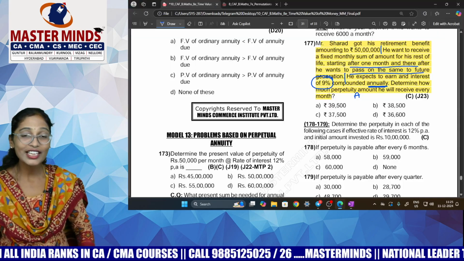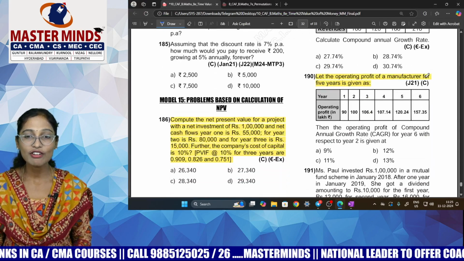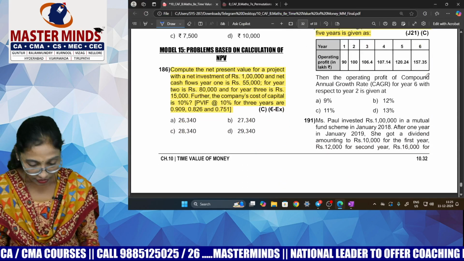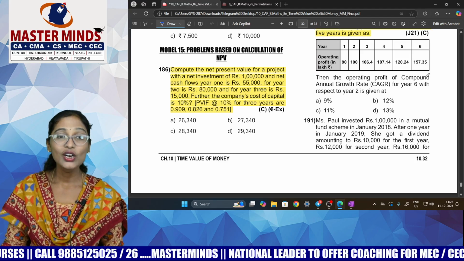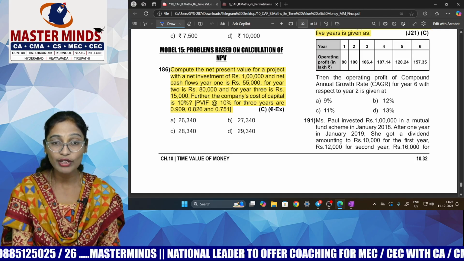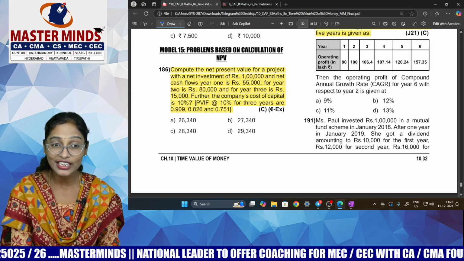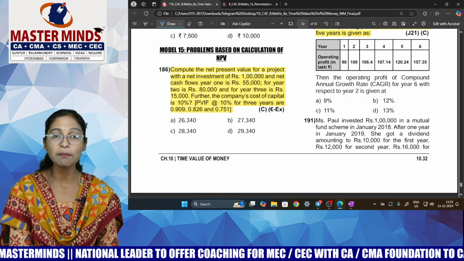You will not retain anything from the principal. You will just withdraw interest only. Now let's have a look at the next MCQ, guys. Compute the net present value of a project with an investment of 1 lakh and the net cash flows for year 1 is 55,000 and year 2 is 80,000 and year 3 is 15,000. Further, the company's cost of capital is 10% per annum.